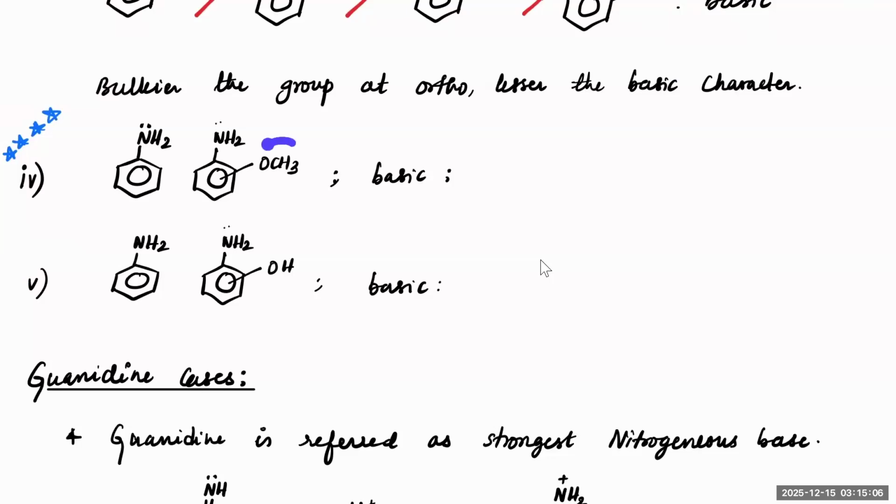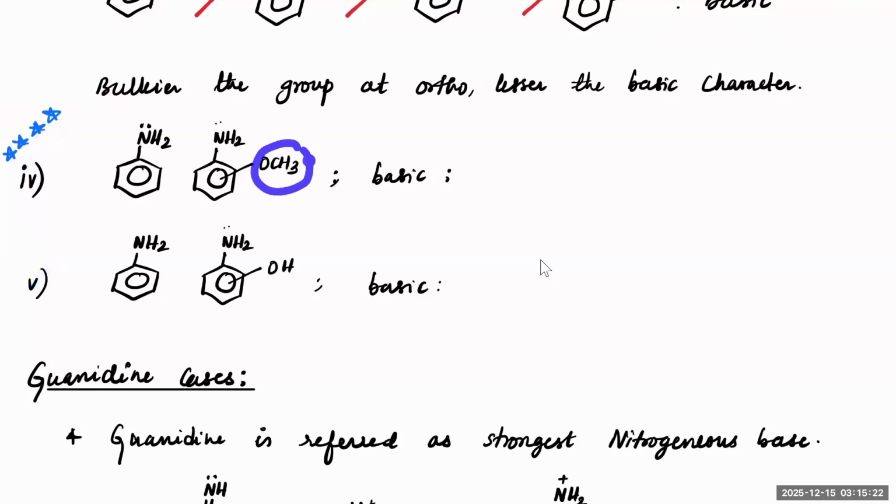So you can see OCH3 at this ortho position here. If it becomes bulkier, it will have lesser basic character. That is what the ortho effect is, correct? Now notice one thing. These two are slightly exceptions.